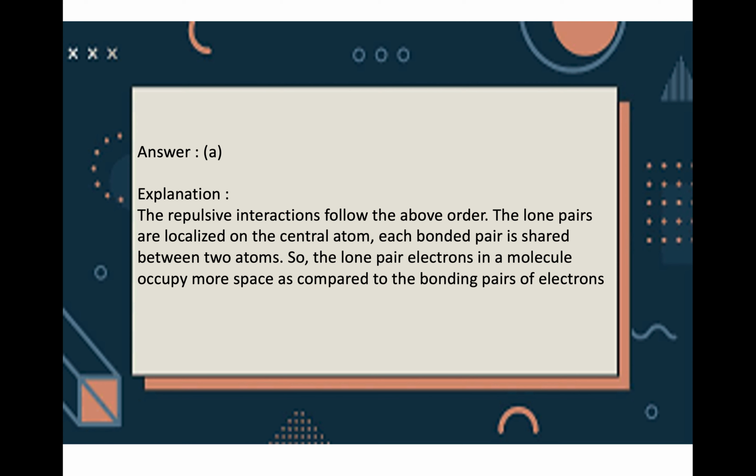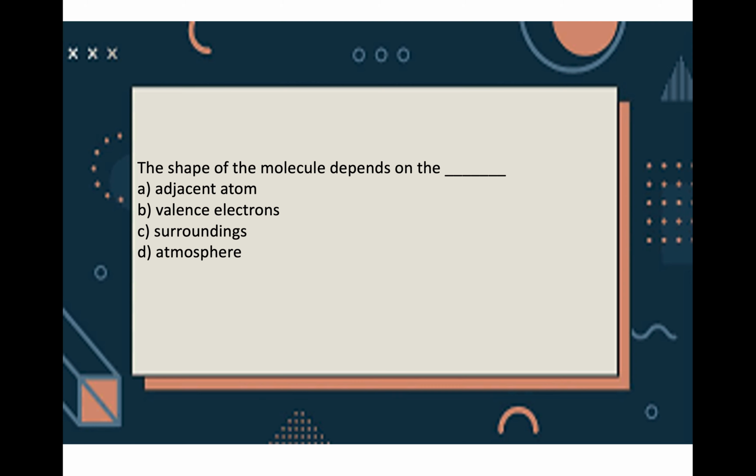This is because the lone pairs are localized on the central atom, while each bonded pair is shared between the two atoms. So in a molecule, the lone pair of electrons occupy more space when compared to the bonding pair of electrons.